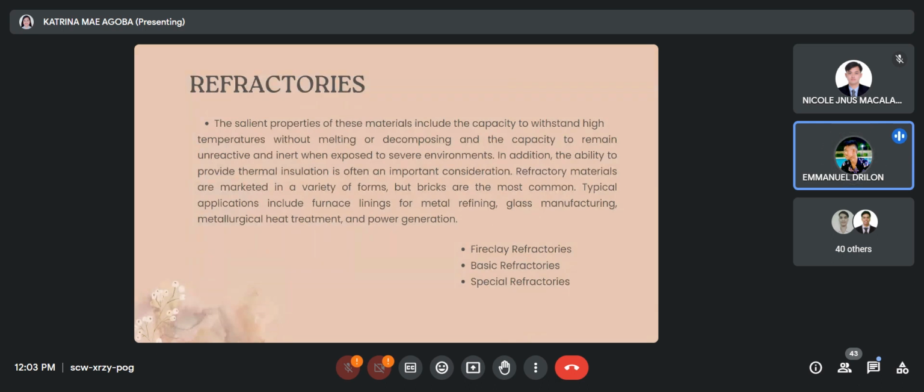Refractory materials are marketed in a variety of forms, but bricks are the most common. Typical applications include furnace linings for metal refining, glass manufacturing, metallurgical heat treatment, and power generation. So there are also three kinds of refractories: fire clay refractories, basic refractories, and special refractories.